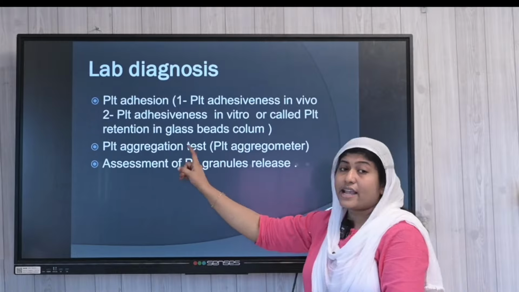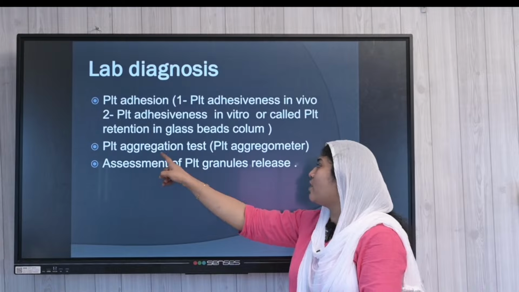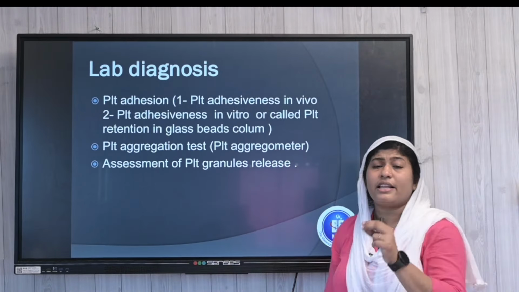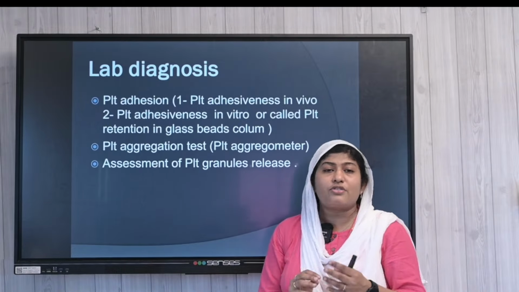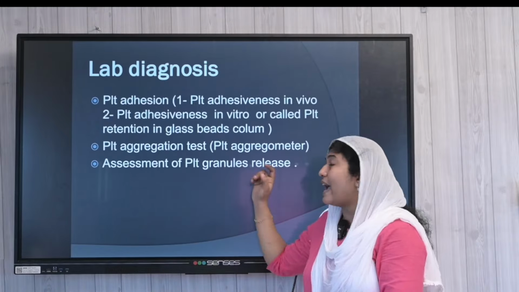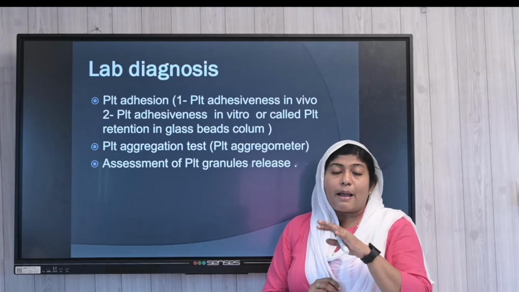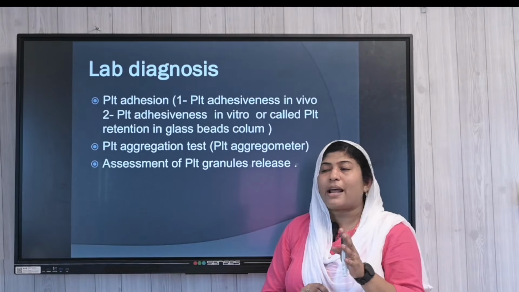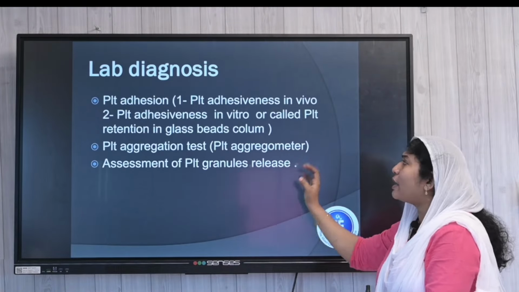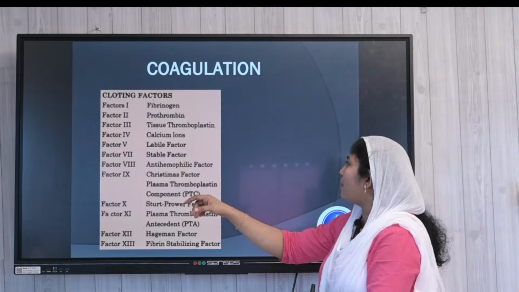Then for aggregation defects, such as Glanzmann thrombasthenia and Bernard-Soulier condition, we mainly focus on platelet aggregation testing. The device is called an aggregometer. It is basically a spectrophotometer. After mixing the agonist externally, we check the flow of light. If the light is not flowing properly through the sample, it indicates that the sample has turbidity due to improper aggregation. Then finally we check for a granular problem of the platelet. These are the basic diagnostic tests for a qualitative problem associated with the platelet.